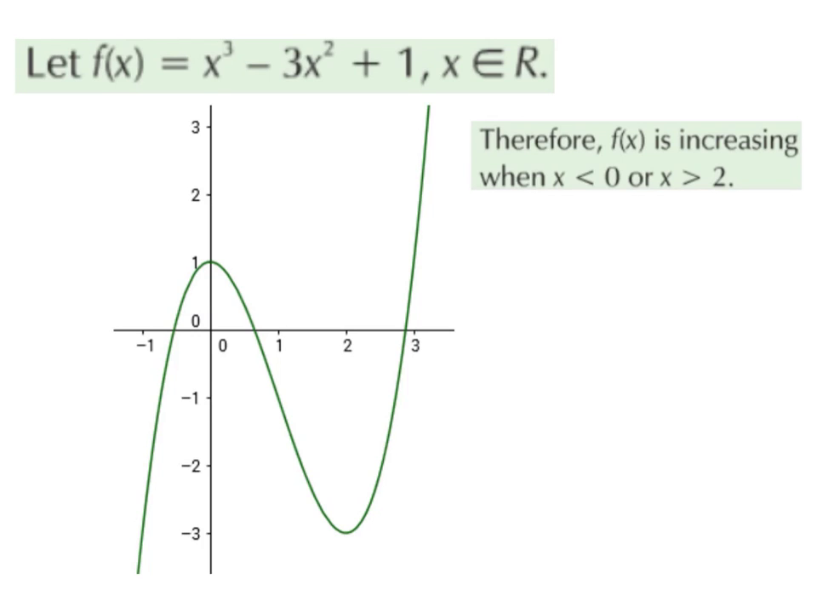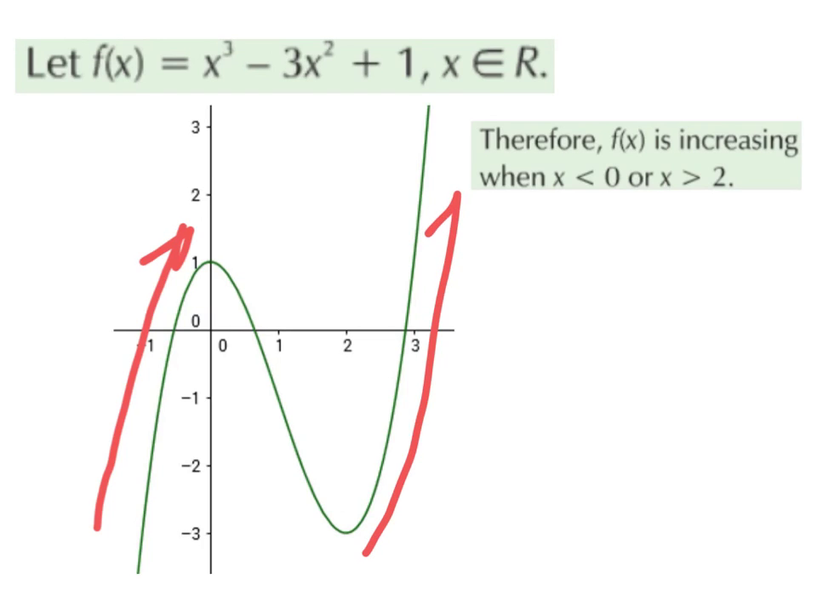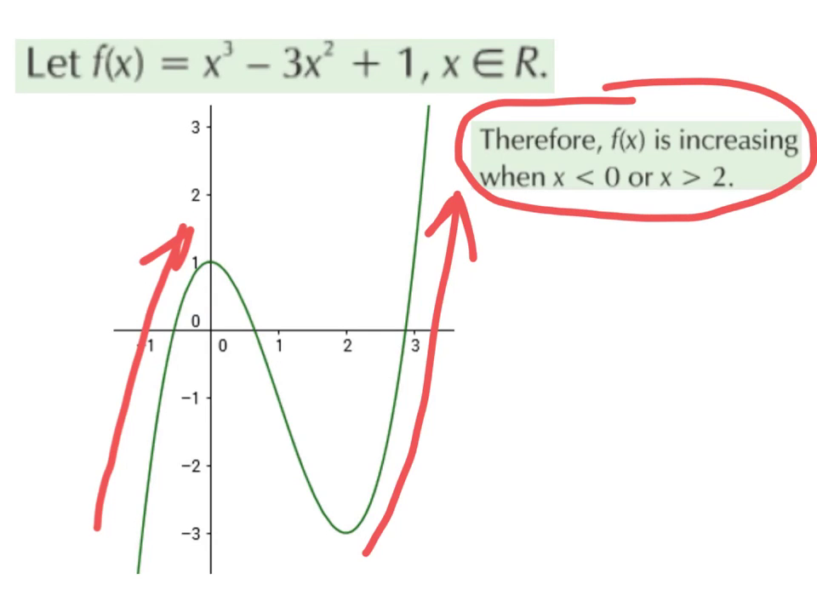And if we go back to our actual function, our cubic function, our S-shaped function, we can clearly see that our function is increasing when x is less than 0, which is going to be right here, and when x is greater than 2, which is going to be right here. So our graph is increasing up as far as x is equal to 0, then it starts to decrease, and then it is increasing again at x is equal to 2. So our function is increasing when x is less than 0 and x is greater than 2.